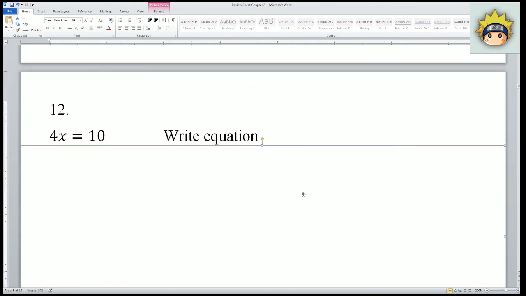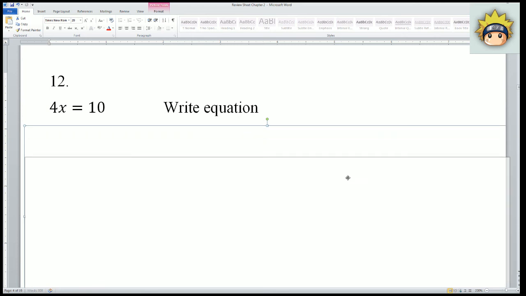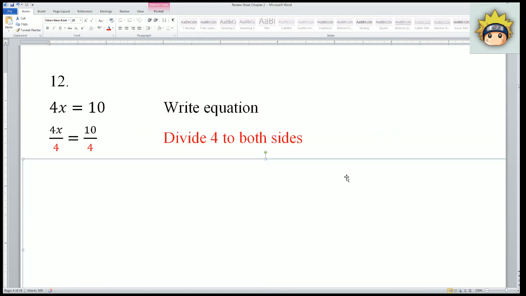Next, after that, we have number 12. 4x equals 10, right? What is attached to the x? We have a multiply by 4. The inverse of multiply by 4 is divide by 4. That's why I divide by 4 to both sides.